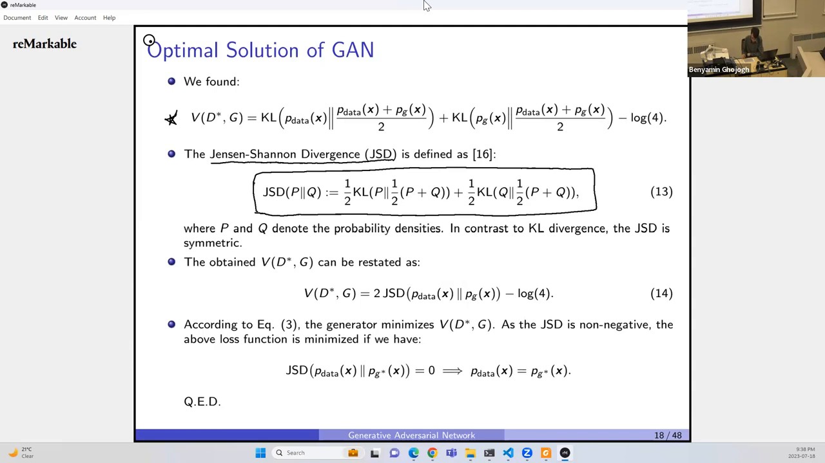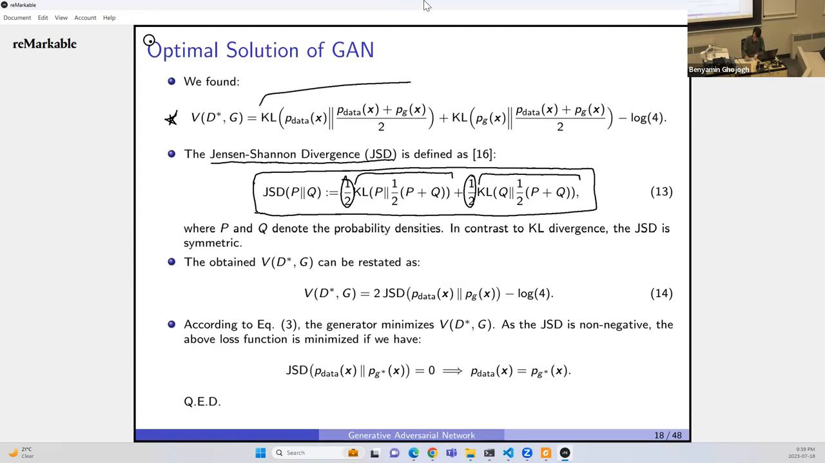What does it do? It says, take the KL of P and half of P plus Q, also KL of Q and half of P plus Q, and take the average over 2, right? Then it becomes symmetric, right? You can see it as a symmetric version of KL divergence. This also becomes zero when the two distributions are equal, right? As both KL divergences are non-negative, JSD is also non-negative.